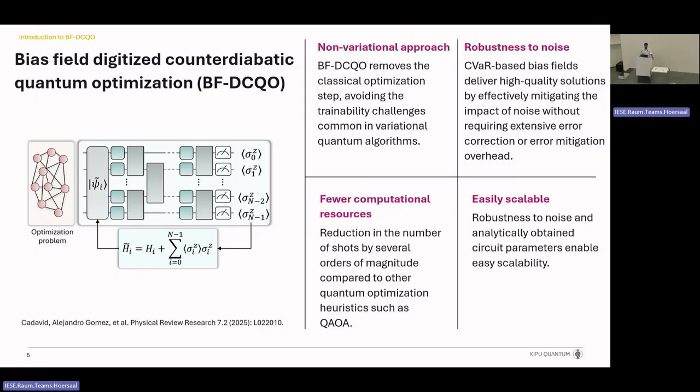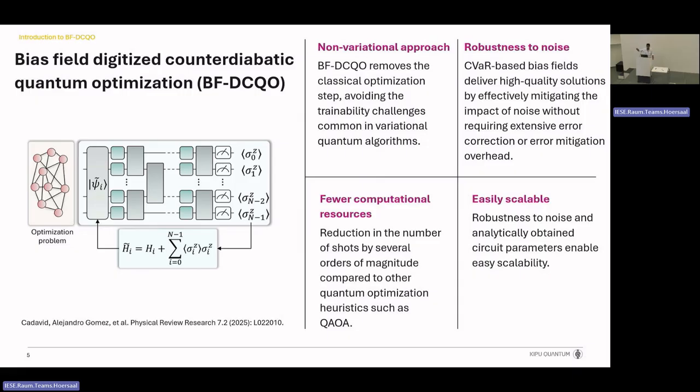Here, bias field means you are biasing your initial state towards the solution, and this is a purely non-variational approach. As you know, there are many variational quantum optimization protocols, like QAOA is one, where you have to tune your parameters. You have to find the optimal set of parameters that gives you a better solution. This requires huge classical computation overhead. And in many cases, if you have noise, there is something called noise-induced barren plateaus, and it becomes very difficult to find the optimal set of parameters. We completely avoid that process.